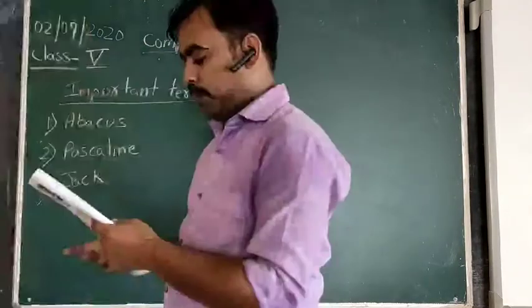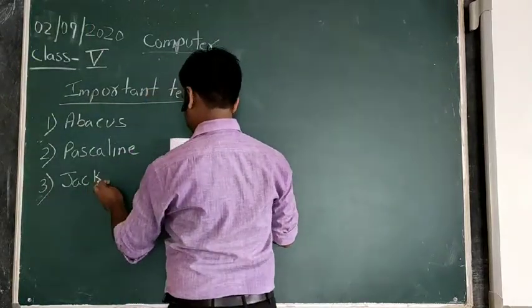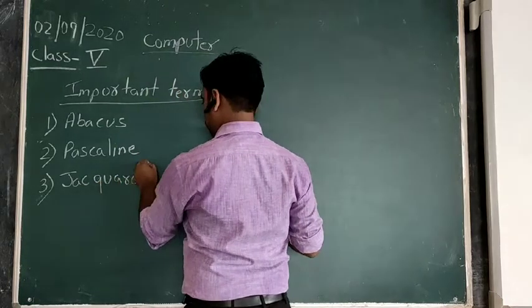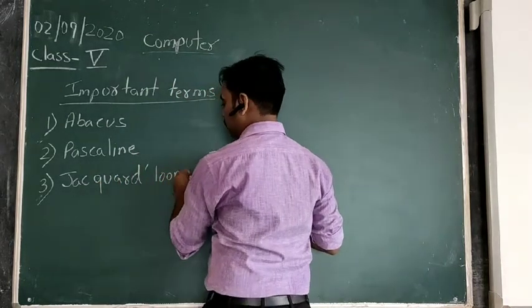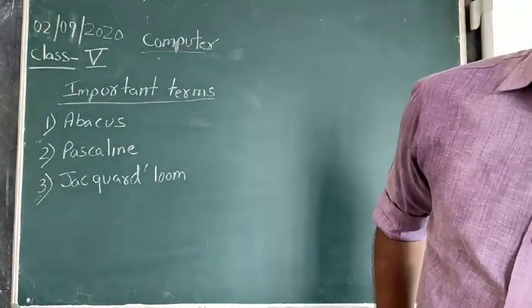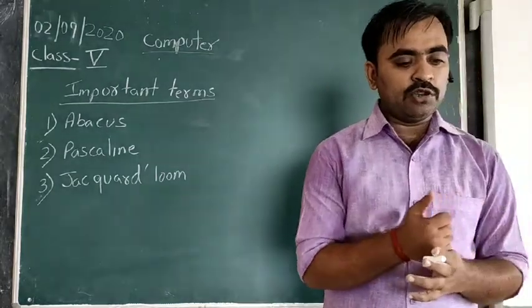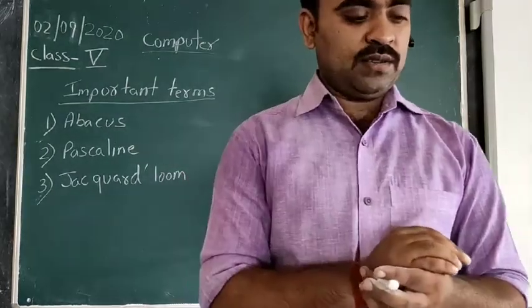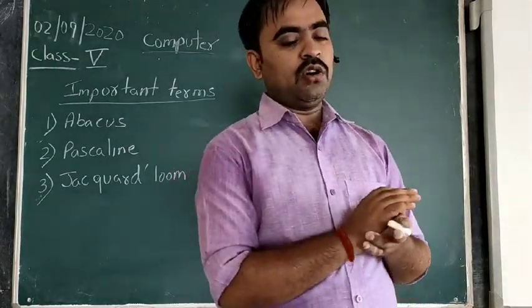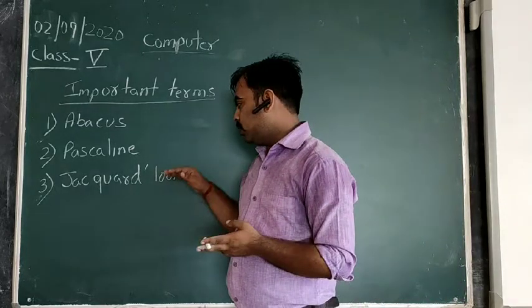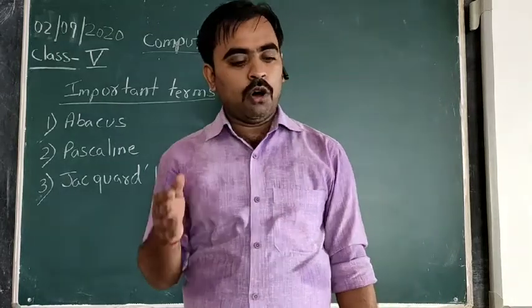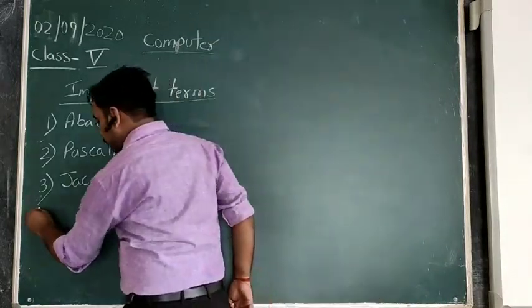Next topic is Jacquard's loom. The Jacquard loom was invented by Joseph Marie Jacquard in 1801 and it is the first machine to use punch cards to control the sequence of operations. And now, what is the punch card?